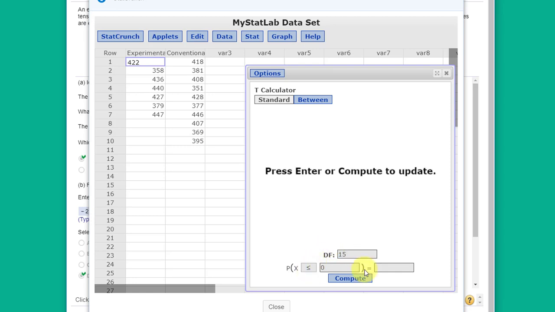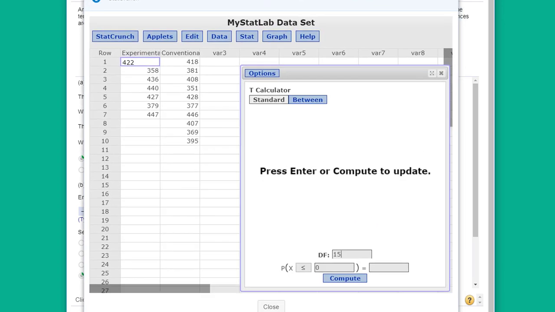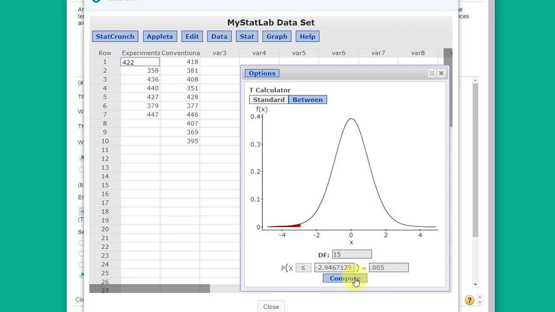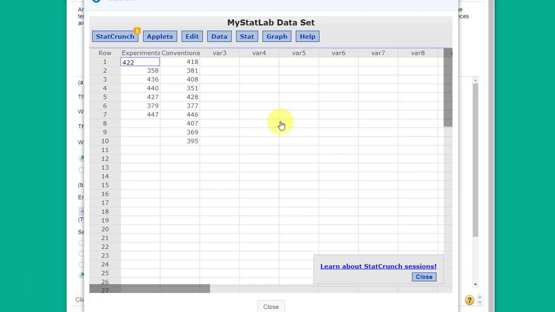This is a two-tailed test. Therefore, we put half of alpha, and alpha, if I remember correctly, is 0.01. So we put 0.005 and click compute, and we get a critical value on our low side of minus 2.947. And of course, by symmetry, we know that there's also a positive value, 2.947, on the top side of this. So our two values are minus 2.947 and plus 2.947.